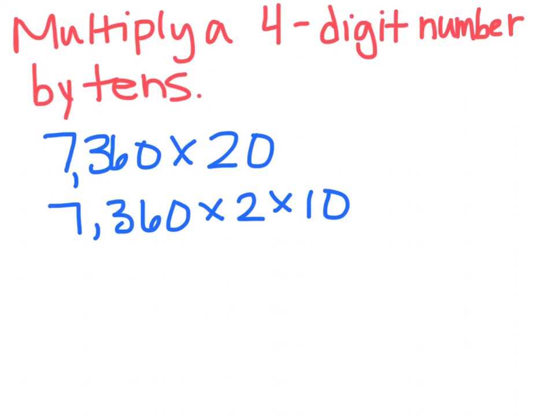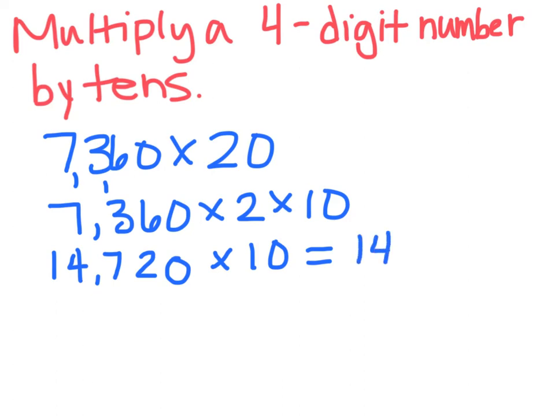7,360 times 2 would be, let's see, I'm going to take 2 times 0 to get 0, 2 times 6 to get 12, carry my 1, 2 times 3 to get 6 plus 1 is 7, and 2 times 7 to get 14. Okay. So 7,360 times 2 is 14,720. I'm going to multiply that by 10. Following my rule of 10, I just put that 0 on the end, right? So it becomes 147,200. There's method 1. Now let me show you method 2.